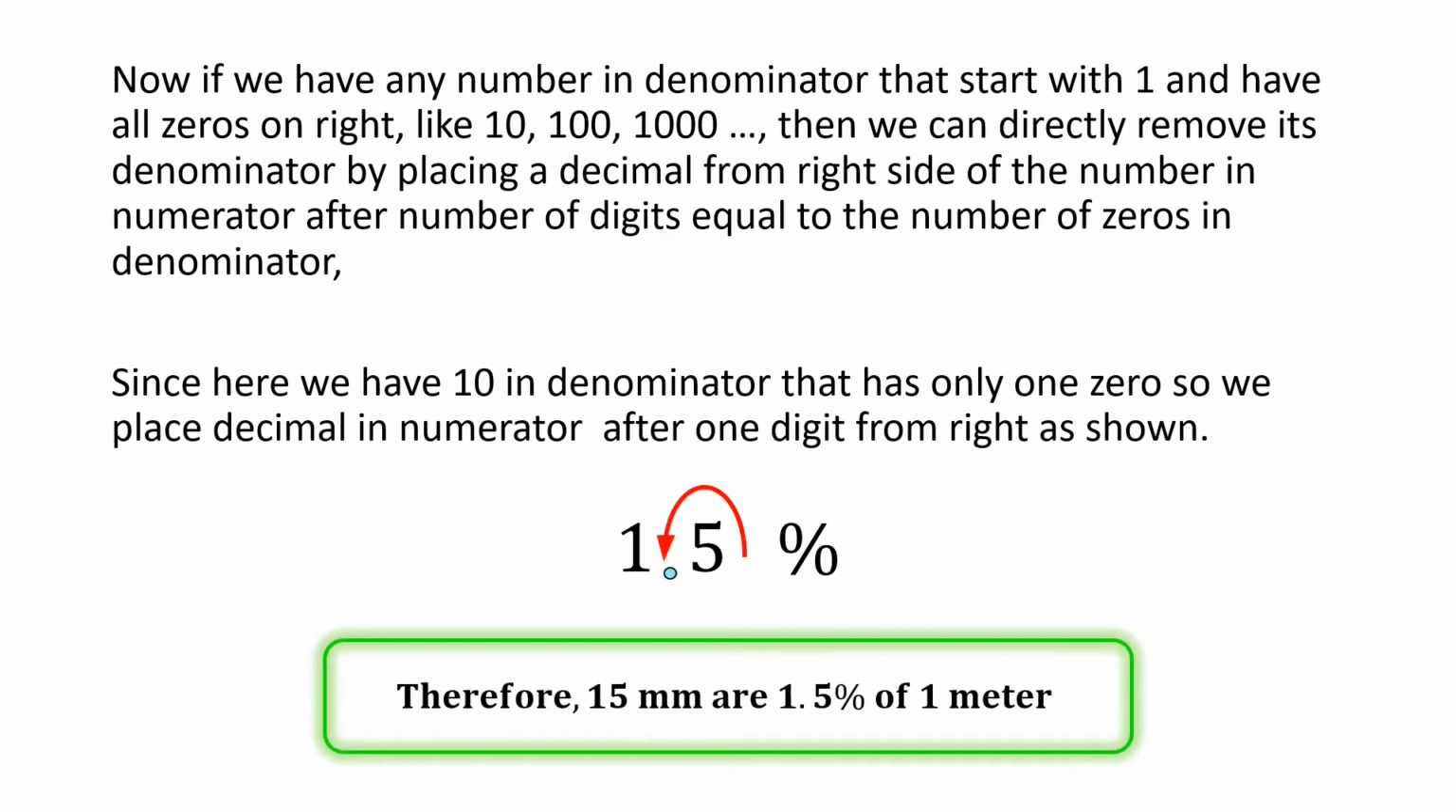Now if we have any number in the denominator that starts with 1 and has all zeros on the right, like 10, 100, 1000, then we can directly remove its denominator by placing a decimal from the right side of the number in the numerator, after a number of digits equal to the number of zeros in the denominator. Since here we have 10 in the denominator that has only 1 zero, so we place the decimal in the numerator after one digit from the right as shown. Therefore, 15 millimeters are 1.5% of 1 meter.